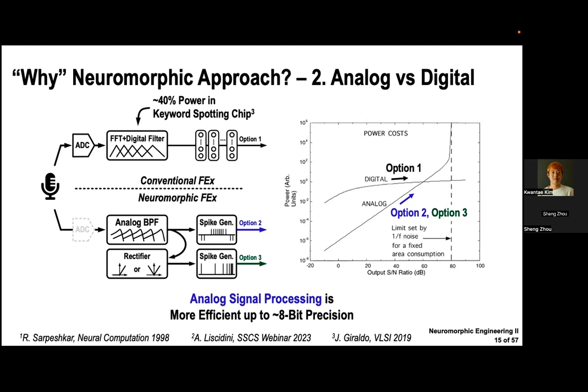And we can see that there is a very steep slope in analog implementation, and it crosses the digital implementation at lower output SNR. So we can see that there are sweet spots where analog implementation can be superior to digital implementation, and analog signal processing can be more efficient up to 8-bit precision. That was the second motivation.